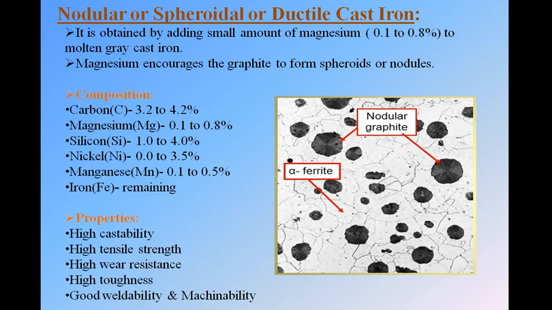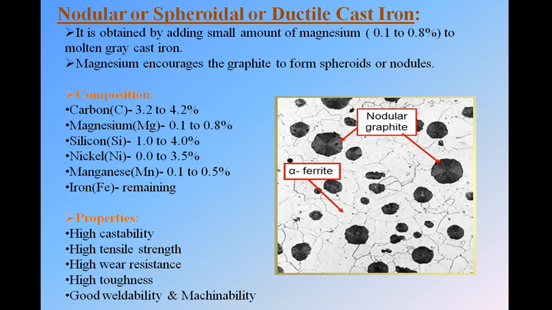Okay, it is obtained from adding a small amount of magnesium to molten grey cast iron. Means nodular cast iron can be obtained from grey cast iron by simply adding magnesium into it. It is in the range of 0.1 to 0.8%.